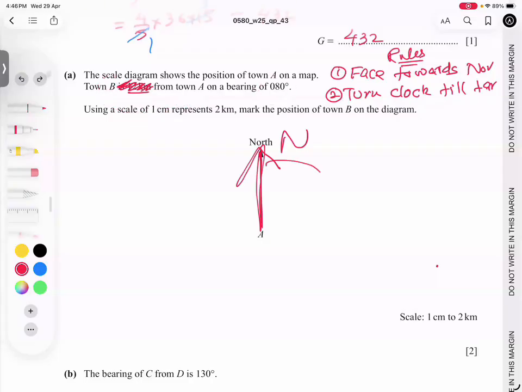So naturally turn clockwise. Make sure you don't move anti-clockwise. But how many degrees? You know this is 90 degrees, so slightly less. Here it is, this is approximately 80 degrees.